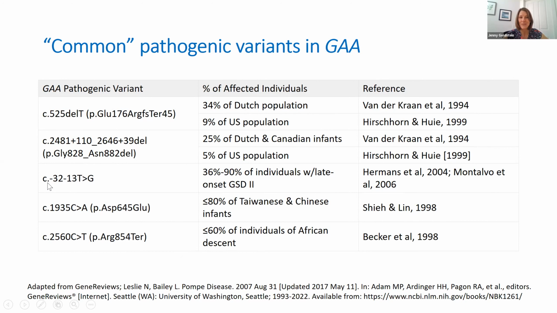I do want to point out this one, which is a leaky splice site variant. So this variant does actually result in production of a small amount of normal GAA. And so these patients, anyone who carries this variant along with another pathogenic variant, will have late onset Pompe disease, because this is somewhat protective. There's enough activity of the enzyme to protect them from the infantile onset form.